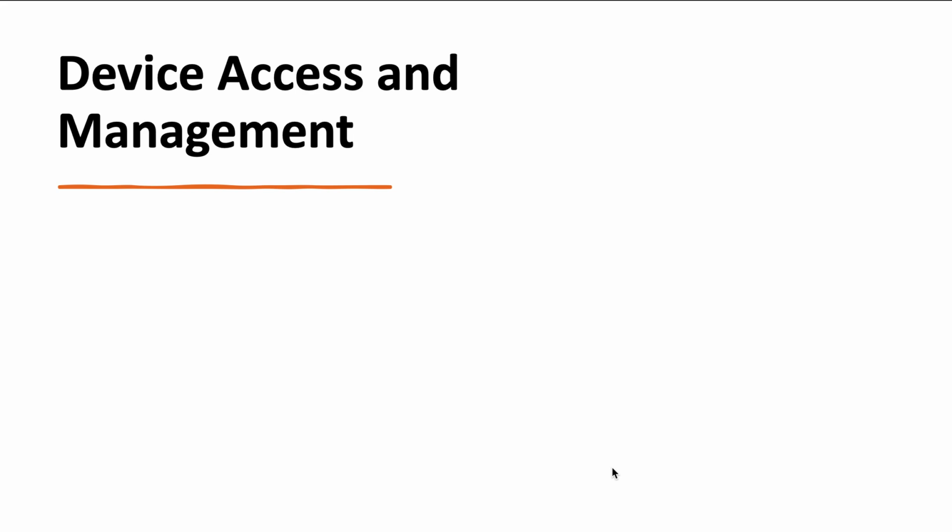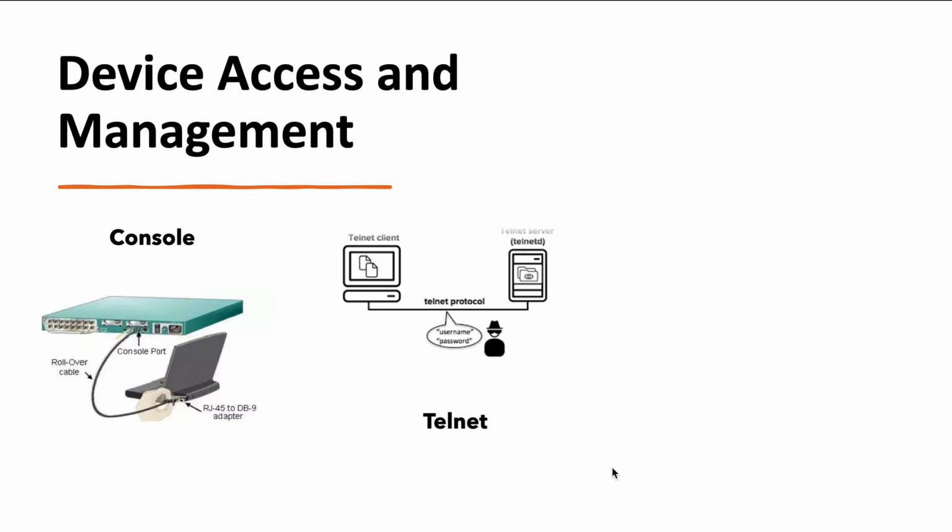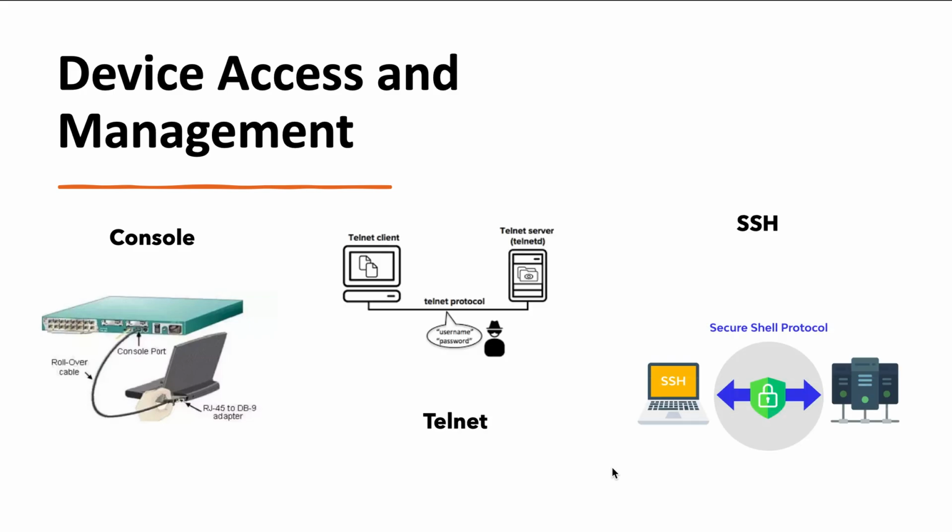As you know, there are some common methods used to access and manage network devices, for example, routers or switches. Some of these are console, telnet, and SSH. Console access requires a direct physical connection between your computer and the router using a console cable. There is a console port you can see. You can connect your laptop through an RJ45 or DB9 adapter to your console port.